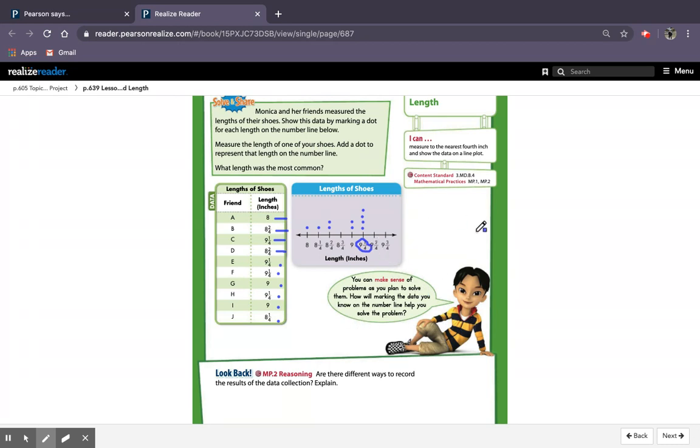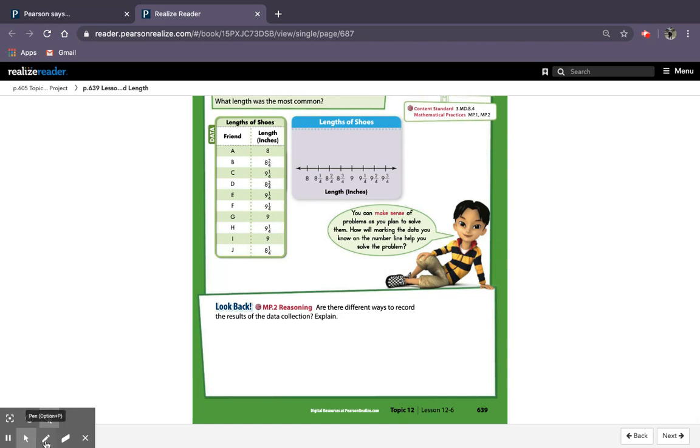The little speech bubble here says you can make sense of problems as you plan to solve them. How will marking the data you know on the number line help you solve the problem? How did marking these dots here help me solve what length was most common? Again, it showed me which one had the most dots. It showed me which one there was the most of, what length was the most common, the size of their shoes, the length of their shoes. And again, it was just going here, reading off the data table that they gave us, and marking the dot to the corresponding number on the length of shoes number line. I'm going to clear this, so if you need to, pause it.